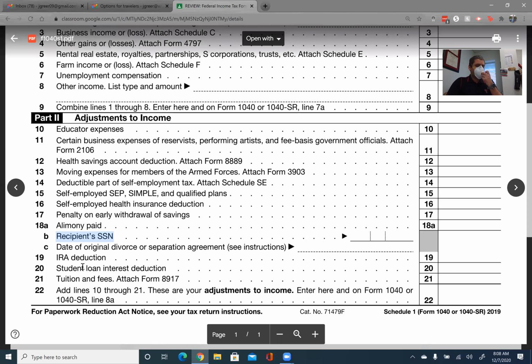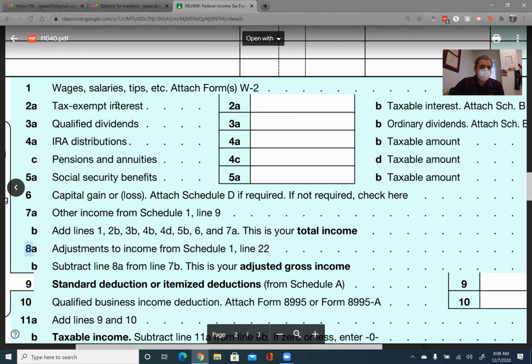Okay. Student loan interest deduction, we're not going to worry about that. Tuition and fees, no. So then in line 22, all you have to do is add everything up in this category. Okay. So educator expenses, alimony paid, if any, and IRA deductions. Those are the three categories that we're adding up here for line 22. Following? All right. So let's go back to the 1040 to see where we are.